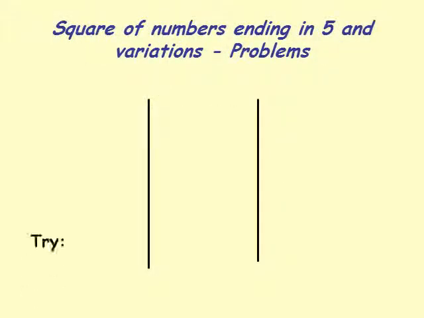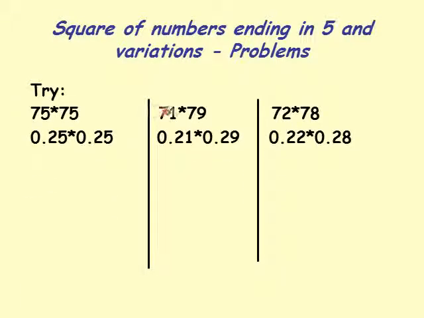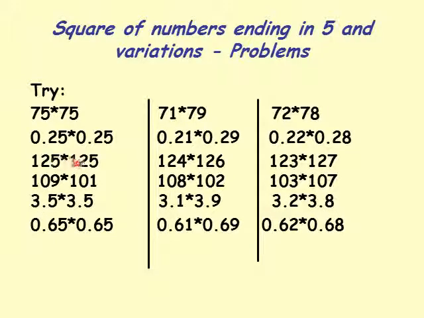Now we can do some problems here. Let's try these problems: 75 times 75, 71 times 79, 72 times 78. Again here, 1 times 9 is only one digit, so you would need to pad that with 0. It's 09 on the right. 0.25 times 0.25. Similarly here, 0.21 times 0.29, where 1 times 9 is one digit, so we have to watch out. And some more: 125 times 125, 3.1 times 3.9, and so on.